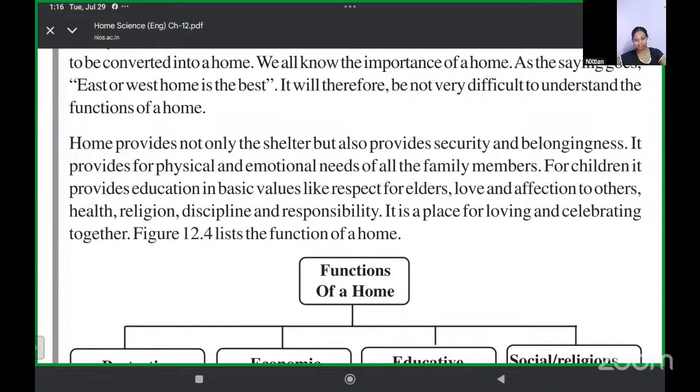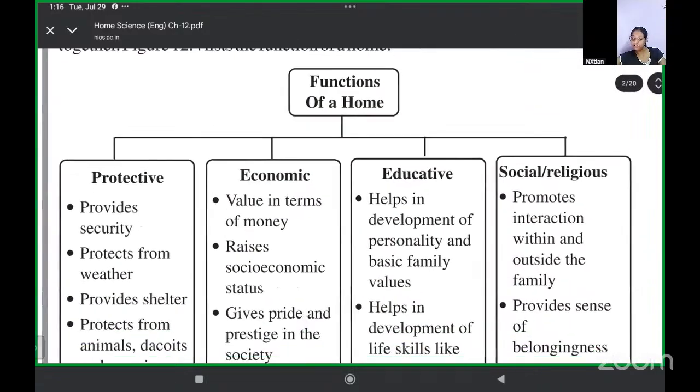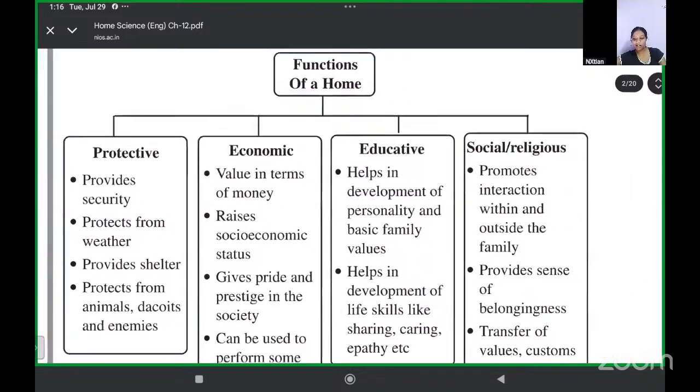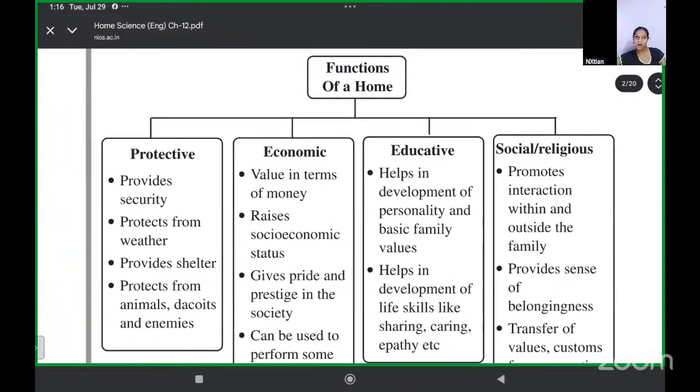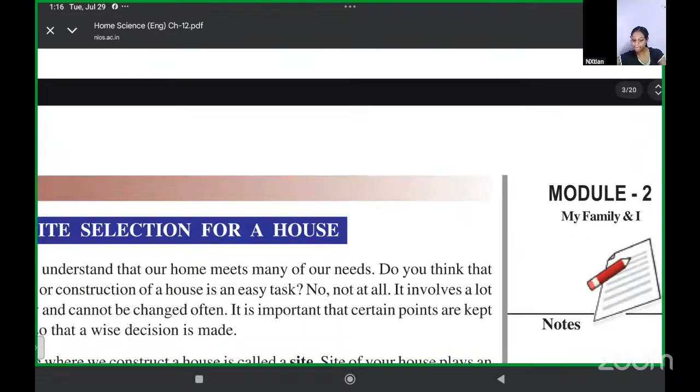Now, it is a place for loving and celebrating together. The major functions of a home are classified into four categories: protective functions, economic functions, educative functions, and social or religious functions. Let's take a look at them.